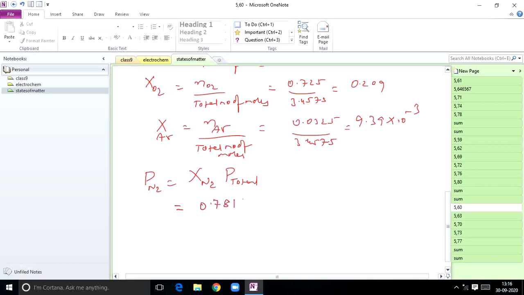Here you have to take total pressure, atmospheric pressure. Here you can take one. Total pressure you have to take as 1. Very important. They won't give it separately, it is given: total pressure 1 bar is given. So finally you will get 0.781 bar. That is the partial pressure of nitrogen.